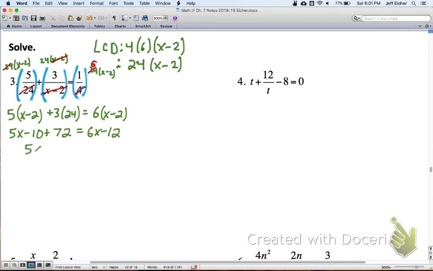Adding like terms, we get 5x plus 62 equals 6x minus 12. We'll bring the 5x to the right, so that would give us an x, and then add 12 to both sides, and we get a whopping 74.